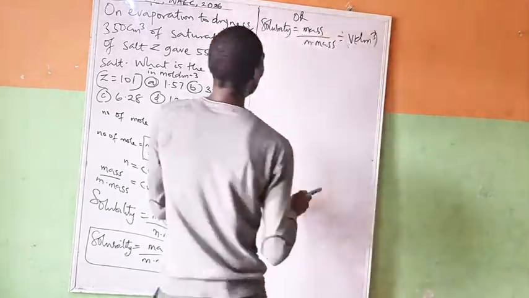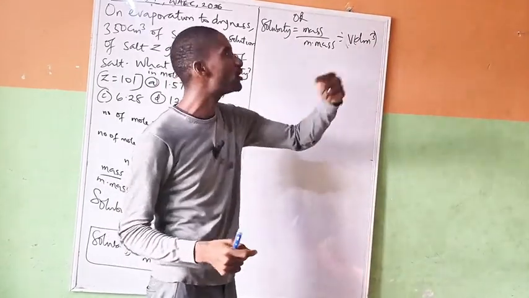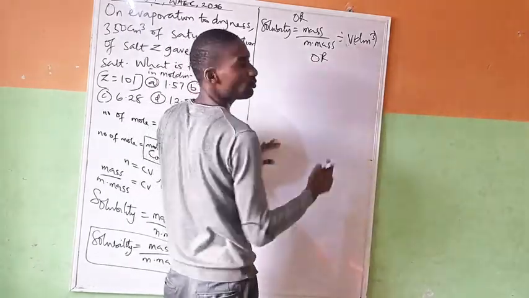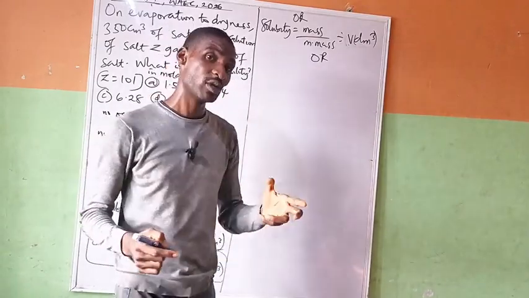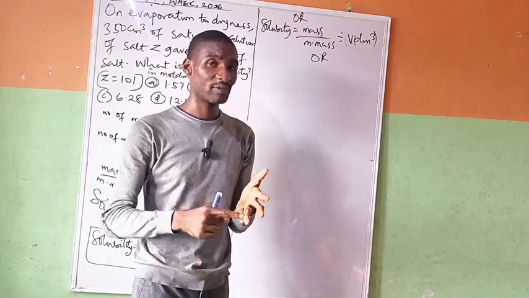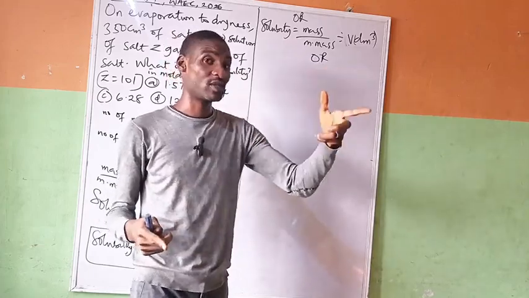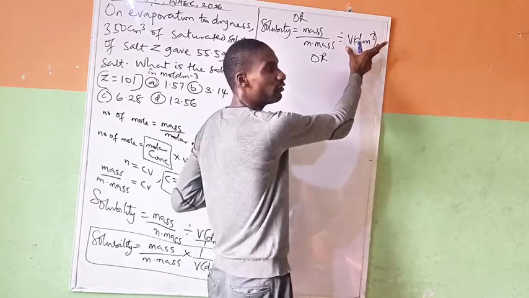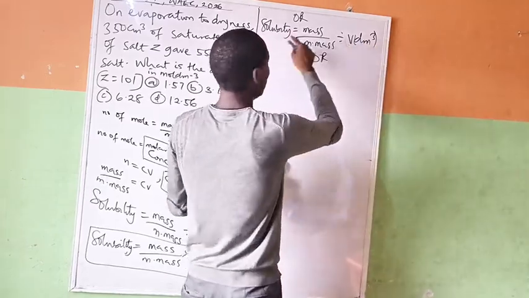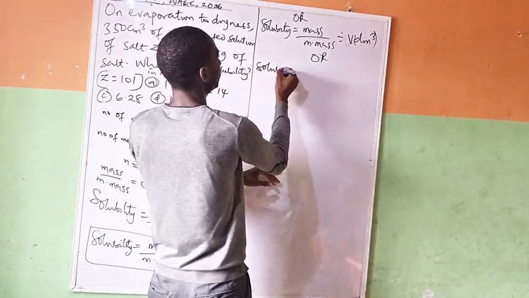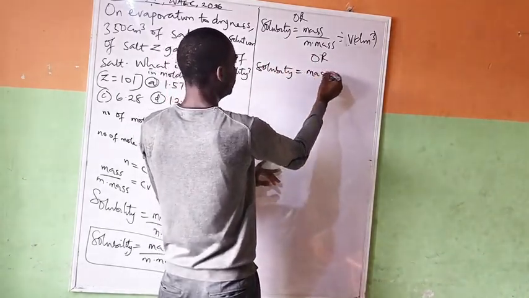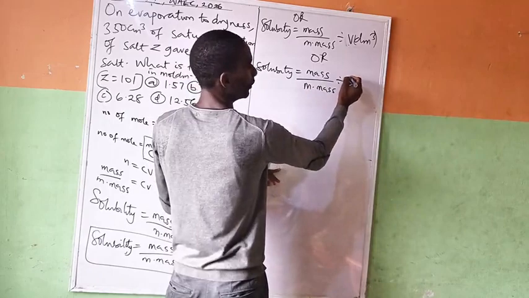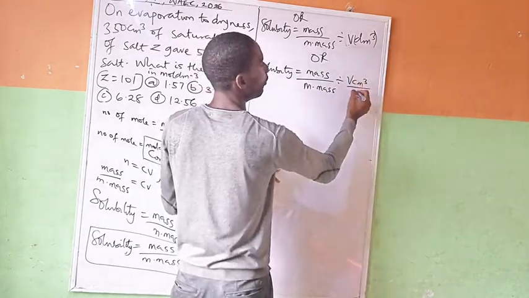Now, if I want to convert from centimeter cube to dm cube, another formula you can use is this. Because volume can be measured in liters, to convert from cm cube to dm cube, you divide that centimeter cube by 1000. So that means everything here is the same thing as volume in centimeter cube divided by 1000. So I can rewrite that as solubility equals mass over molar mass divided by volume in centimeter cube over 1000.